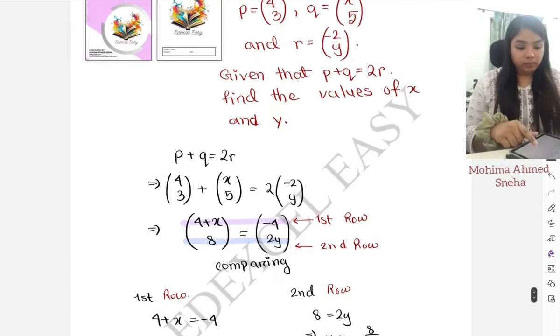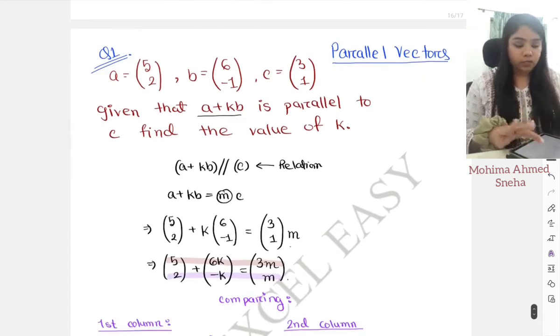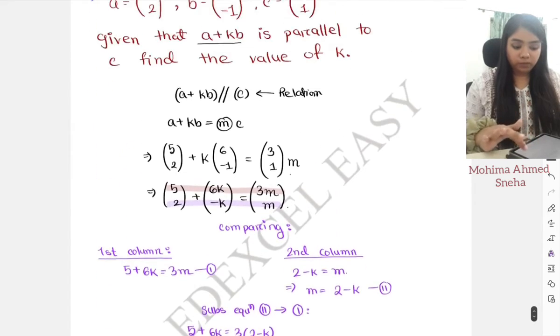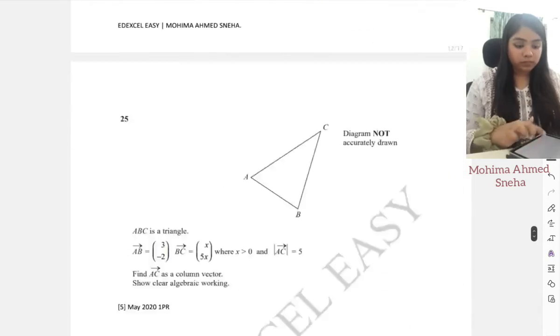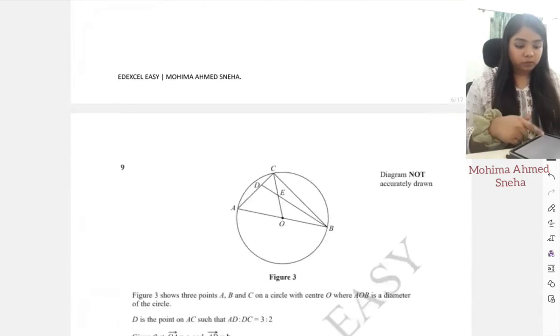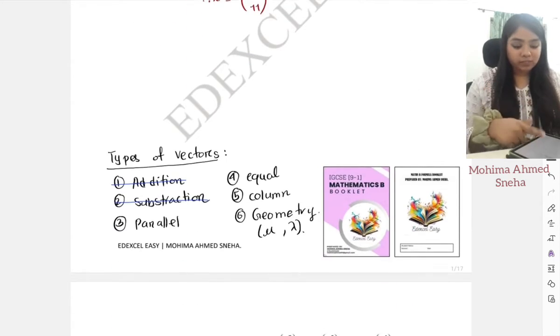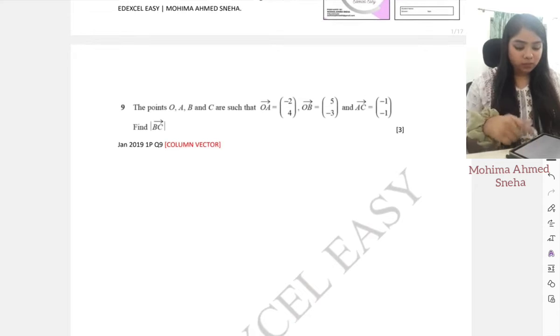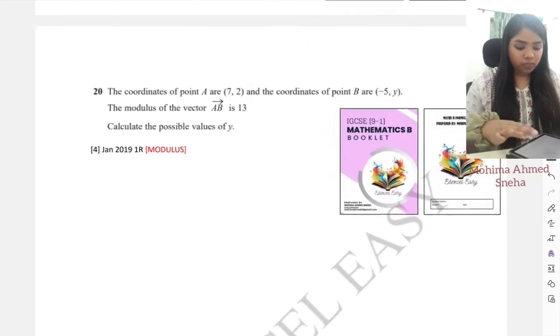Okay. So we'll start with modulus. That's it for equal vectors, right? So we have completed equal vectors, parallel vectors, and we will be moving on to the modulus calculation. They are again at the top of this PDF, quite disorganized, really sorry. We're also done with addition and subtractions, right? So this is for column vector, this is for modulus, right?